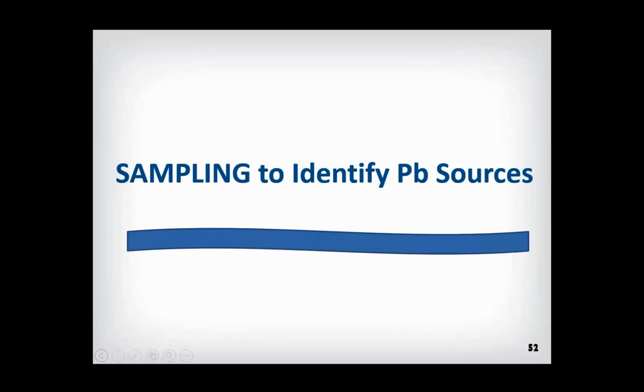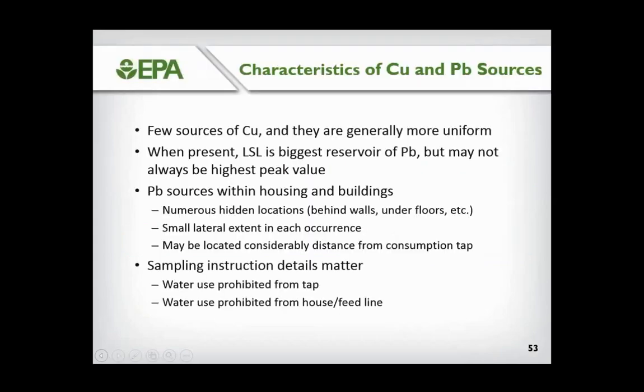Some of you may have some experience with this, but we've noticed a lot of people have not really thought about ways to diagnose and isolate the lead problems to really guide you on remediating them and finding the right approaches. Now, for the characteristics of lead sources, there are fewer sources of copper. They're generally more uniform. Lead service lines, when present, are the biggest reservoir of lead, so keep that in mind, but it may not be the highest peak value because particulate release could give you higher intermittent peaks.